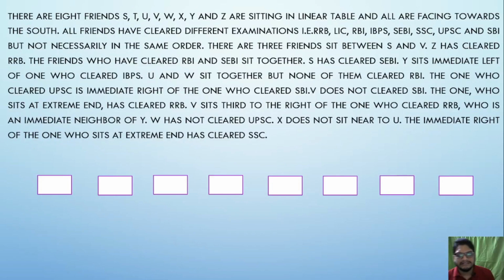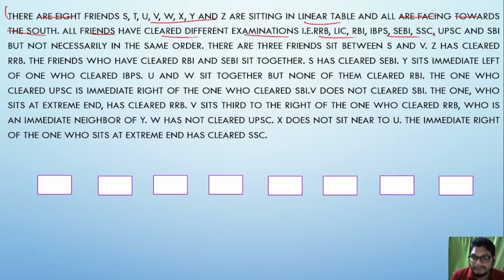As you can see, these are the 8 positions that should come to your mind, where you will make each person sit. As of now, please avoid the directions. Consider that all the persons are facing towards the north direction and they are made to sit in a linear arrangement, right? So till now what do we have? 8 friends, a linear table, and all the friends have cleared different examinations.